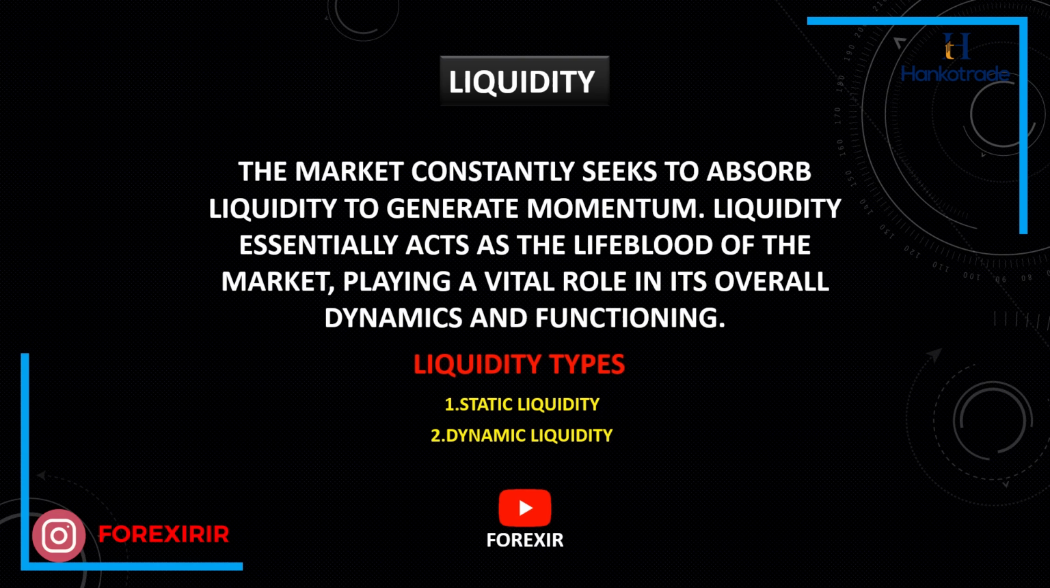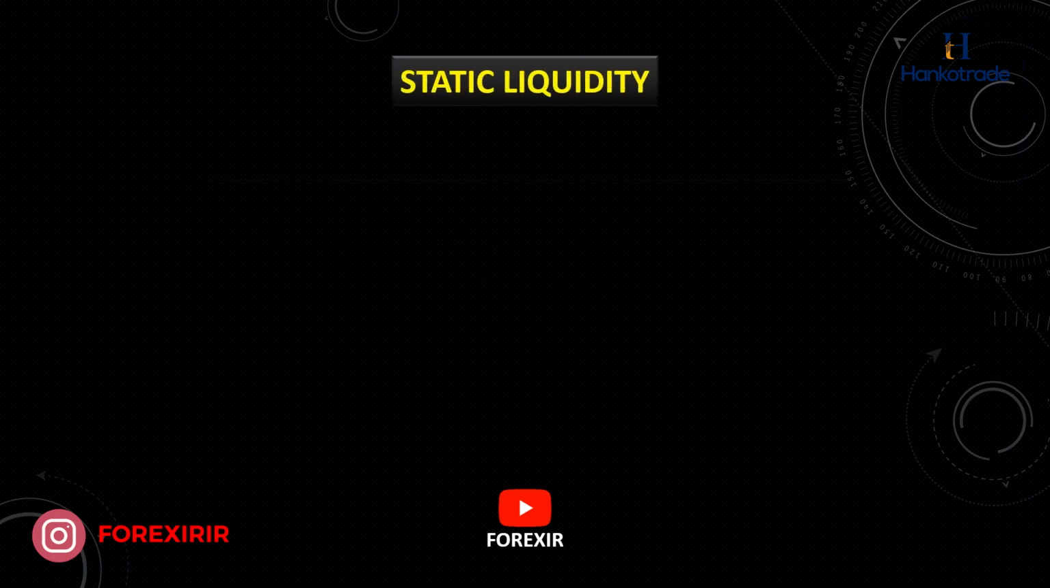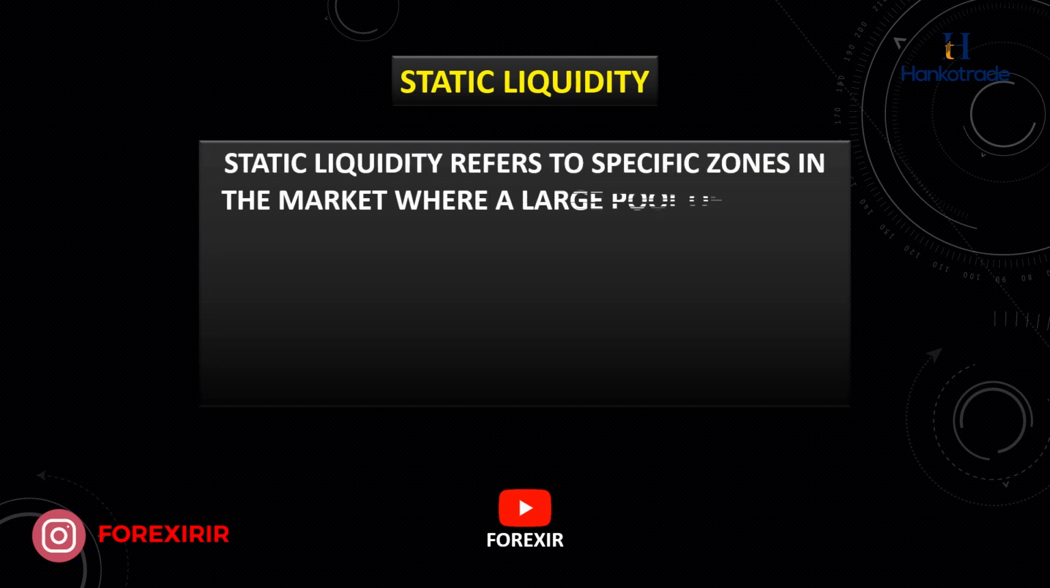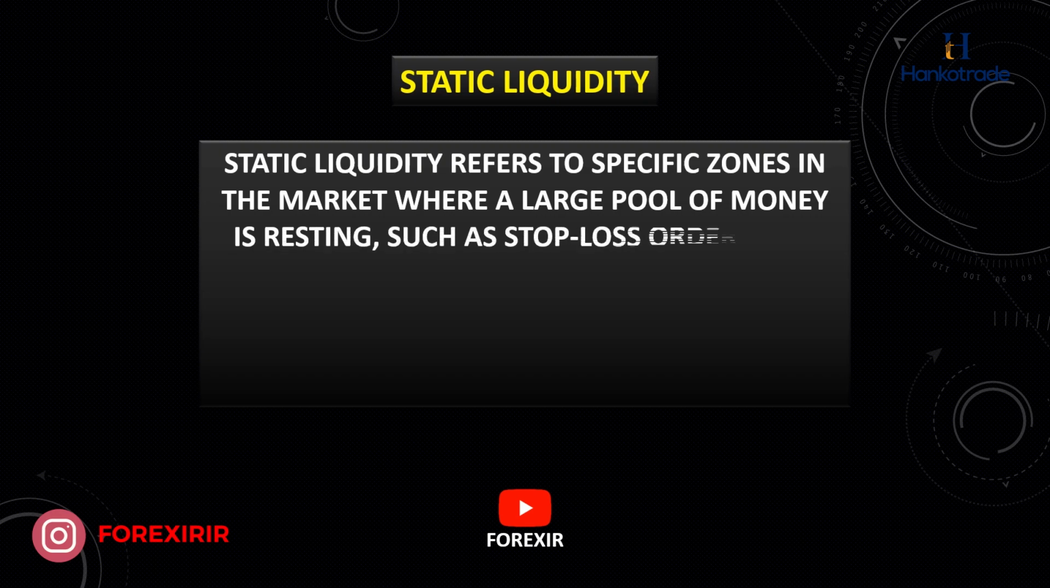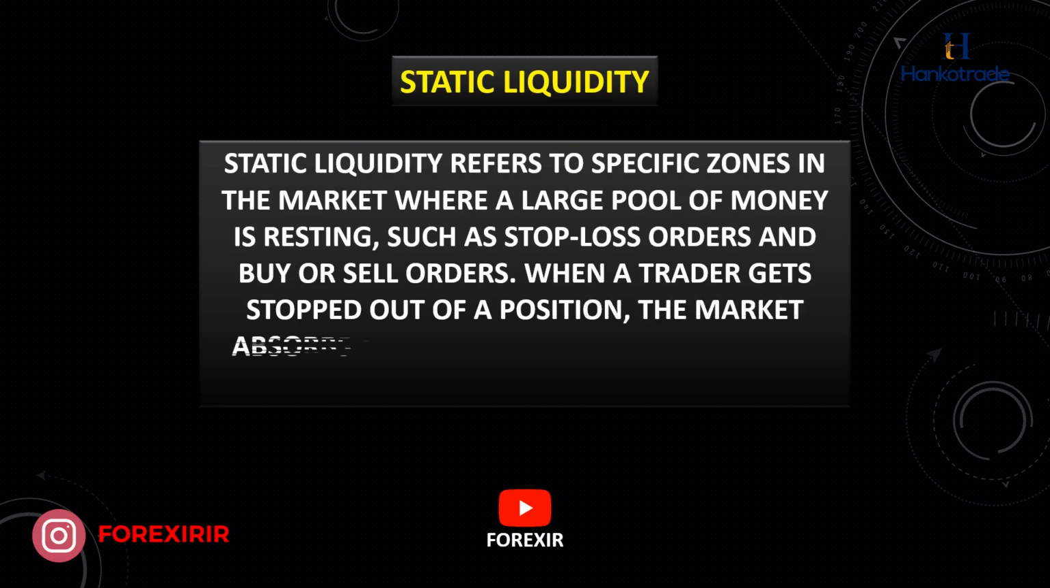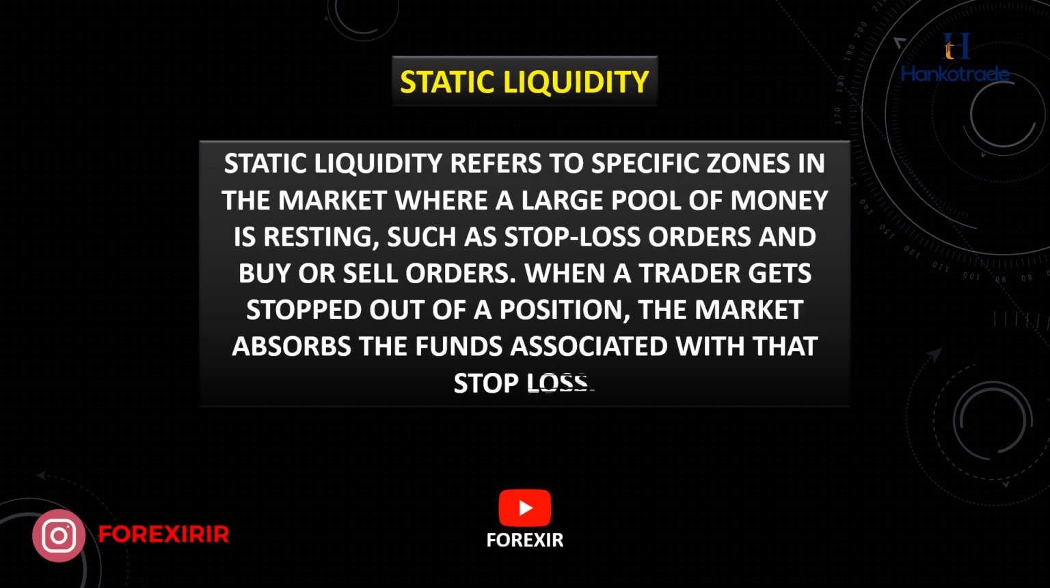We can categorize liquidity into two separate types, static and dynamic. Let's briefly explain each of them. Static liquidity refers to specific zones in the market, where a large pool of money is resting, such as stop-loss orders and buy or sell orders. When a trader gets stopped out of a position, the market absorbs the funds associated with that stop loss. It is often speculated that central banks and large financial institutions may manipulate the market, creating scenarios that deceive traders into believing they have a clear understanding of price action.